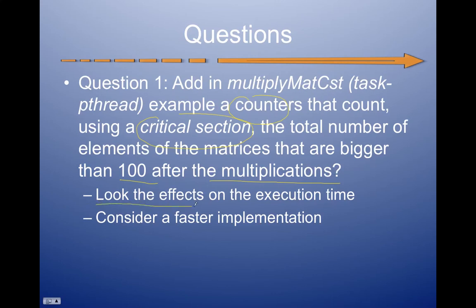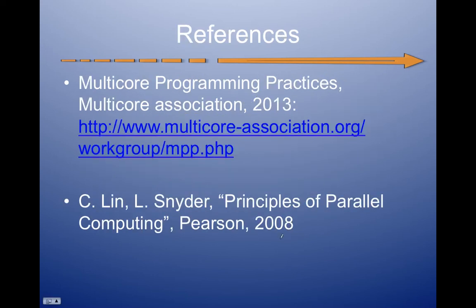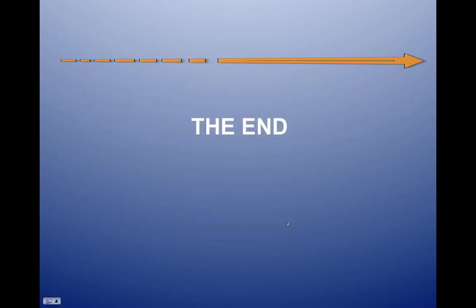And I want you to look at the effect on the execution time. Start with small matrices and a small number of tasks, and increase the size of the matrices and the number of tasks, and see what happens on the execution time. So does that scale or not? And then look for faster ways to do this. Two references you already know, and see you in class.